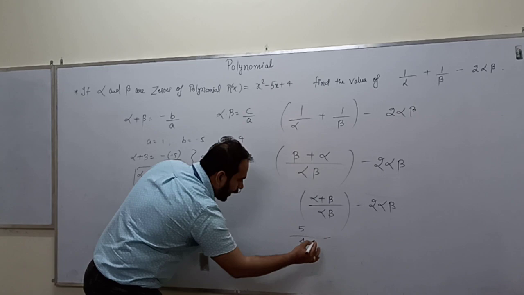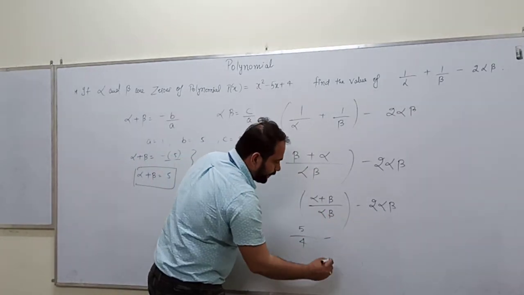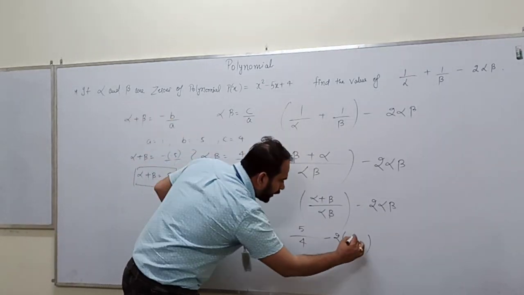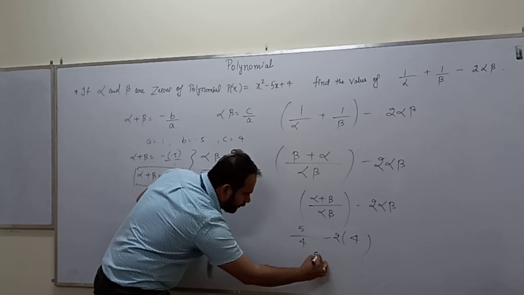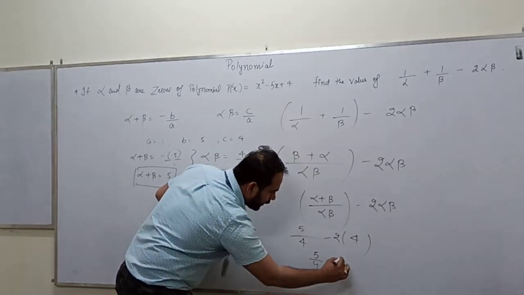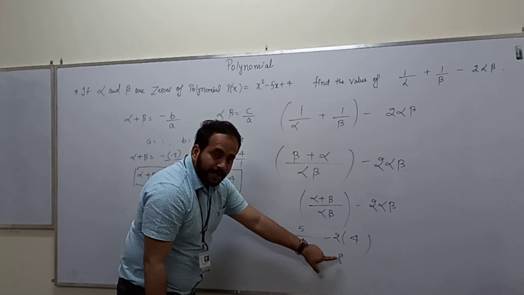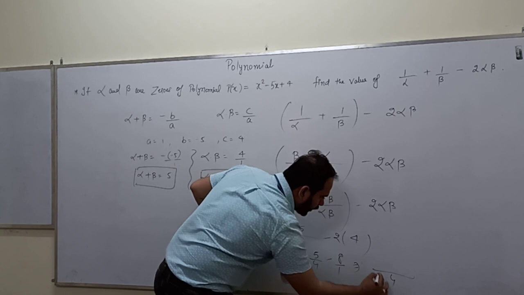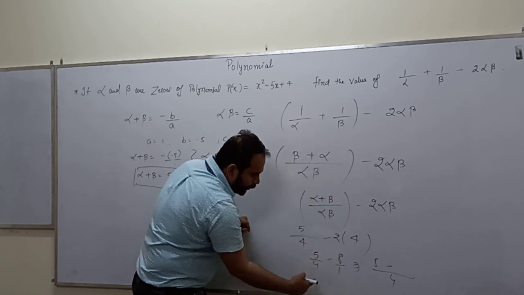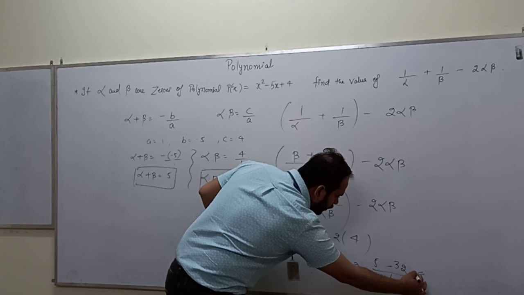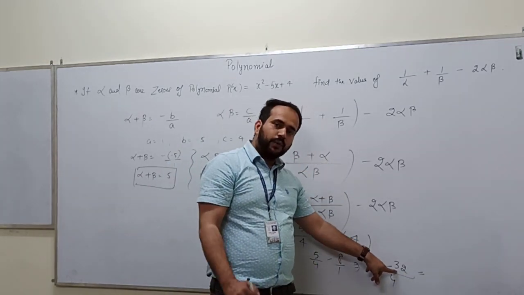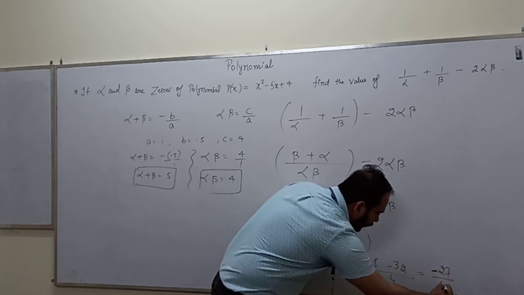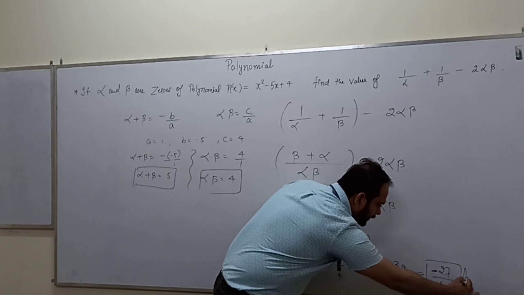5 by 4 minus twice of alpha beta. Alpha beta is 4, I'll put over here 4. This is 5 by 4 minus 2 4s are 8. 5 by 4 minus 8. Now I can take LCM in this part also. It will be 4. 5 minus 8 into 4. 8 4s are 32. So what I will get? 5 minus 32 is always equals to minus of 27 by 4, and this is our final answer.